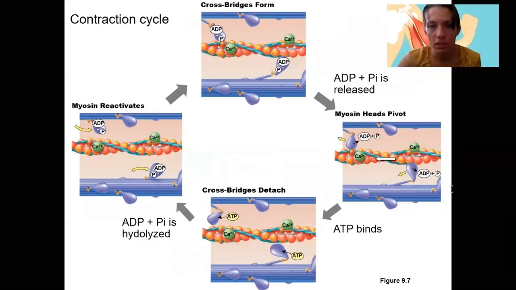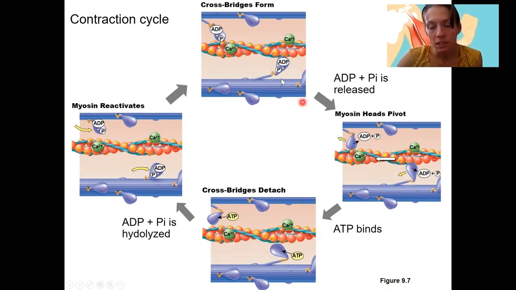What's going to happen here if we start with these cross bridges forming? Those cross bridges occur due to calcium coming in and moving tropomyosin to allow the active sites to be exposed. That allows cross bridges between actin and myosin to form, meaning they bind to each other. That's what the cross bridge is, thin and thick filaments interacting. This is the on position. So now the muscle has been turned on via calcium.